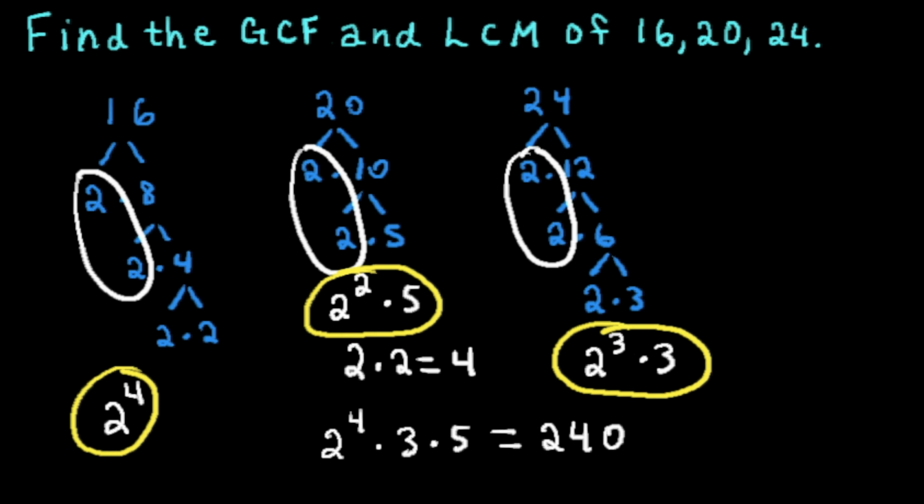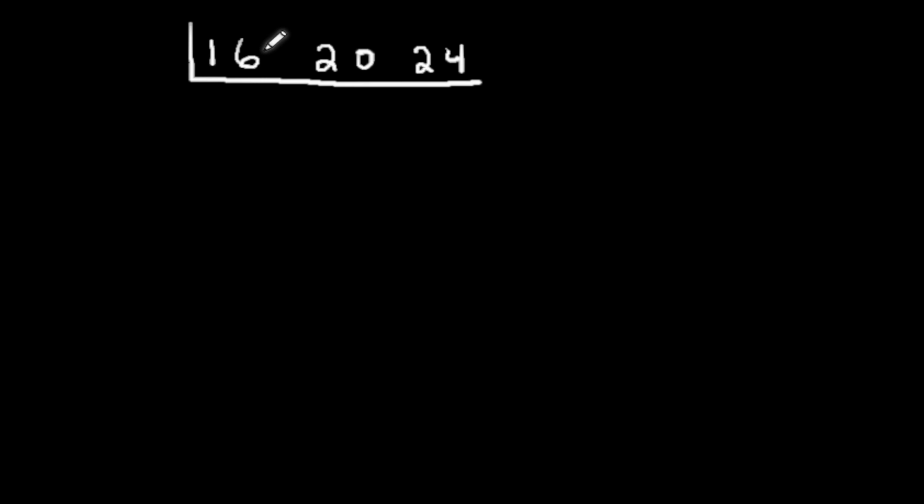Now I'm going to wipe this out, and we're going to cover the second method, which is the ladder method. So we have 16, 20, and 24. I'm going to place an L around the three numbers here. And then we're going to divide these numbers by the smallest prime number possible, which is 2, because 2 divides evenly into all three numbers at the same time. 2 goes into 16 8 times. 2 goes into 20 10 times. And 2 goes into 24 12 times.